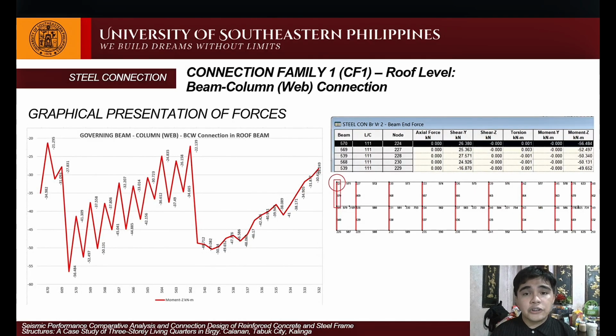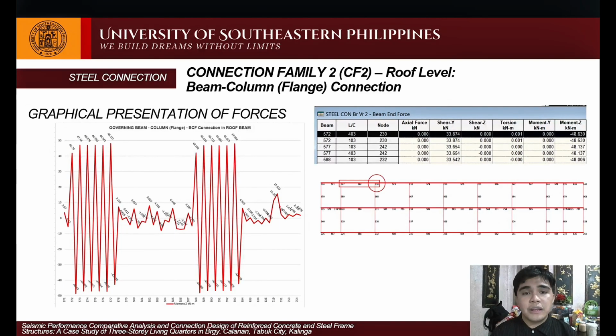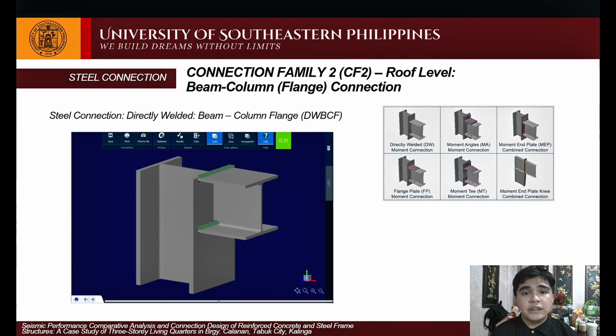For connection number 1, the beam column web connection, the graph is presented with the location of the governing beam. We have here the design for the directly welded beam column web, DWBCW, with a utilization ratio of 0.31. For connection family number 2, we have the beam column flange connection with the graph and the location of the governing beam. We have here the detailing for the directly welded beam column flange, DWBCF, with a utilization ratio of 0.31.